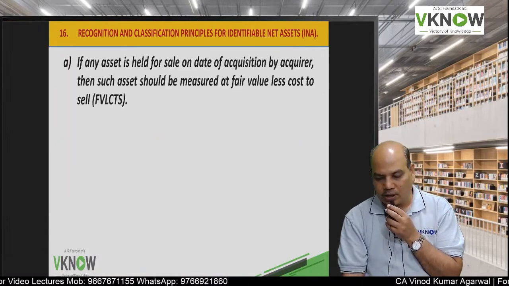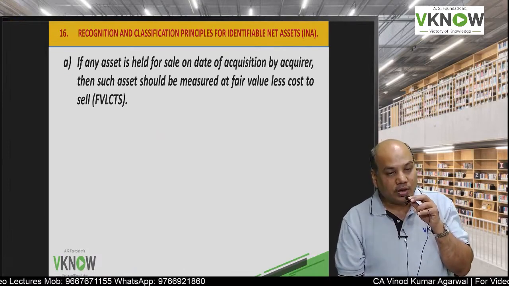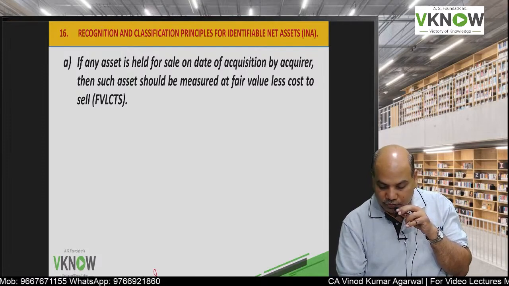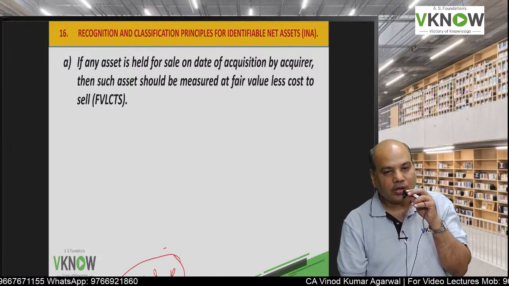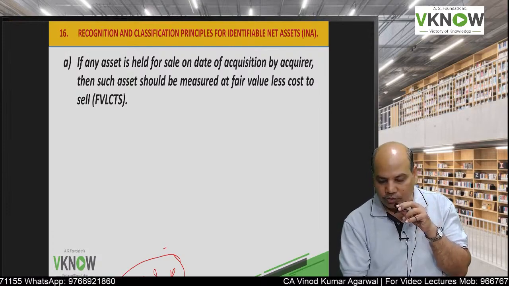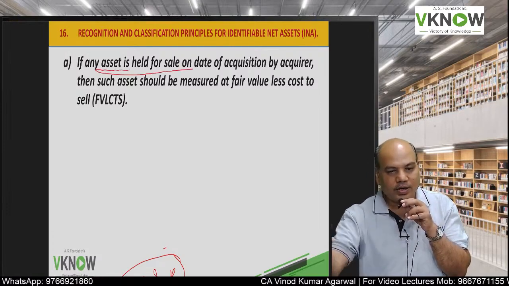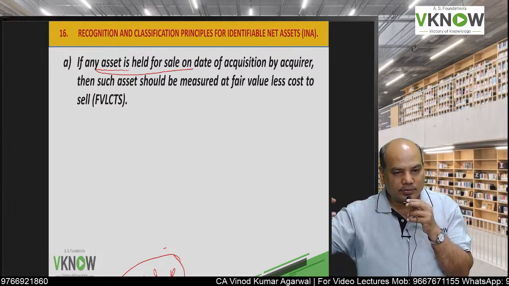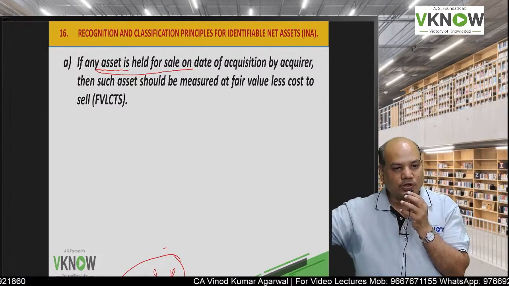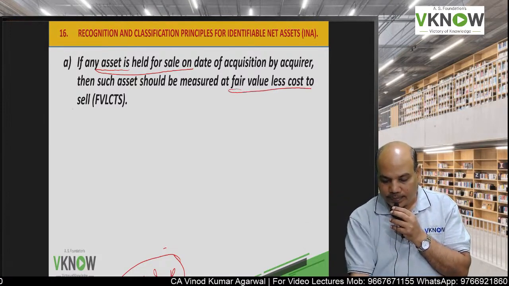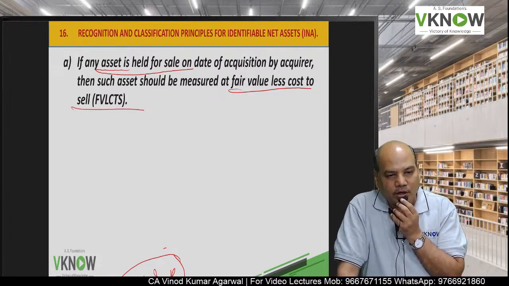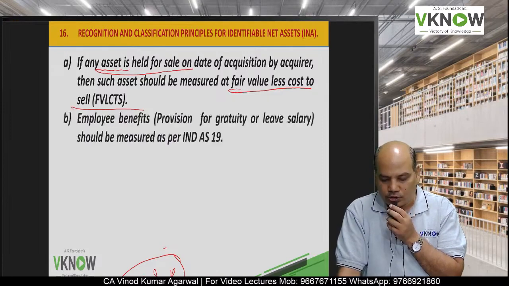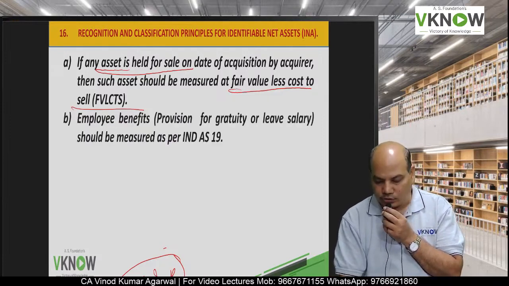So we have to keep in mind some recognition and measurement exceptions, very important for exam. Your institute will check your knowledge on every line item. So if you have acquired any asset in business combination but you want to sell it, this is called asset held for sale. In that case, we will not record it at fair value, but we will record it at fair value less cost to sell.